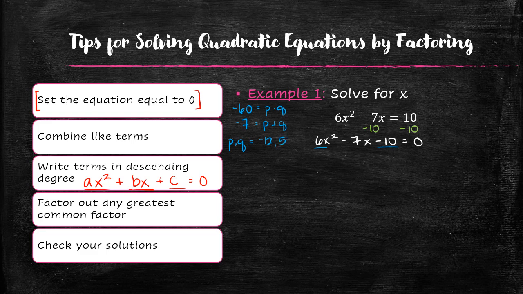Okay. So of course, that tells us how we break apart our middle term. So I'm going to rewrite this trinomial now as a 4-term polynomial, 6x squared, and maybe I'll write this in red. We're going to break apart that negative 7x into negative 12x and 5x, and we're still subtracting 10, and it's still equal to 0.